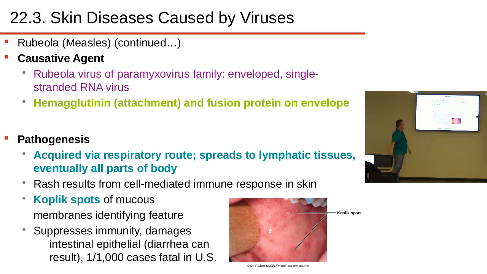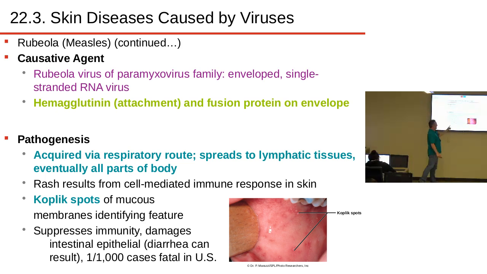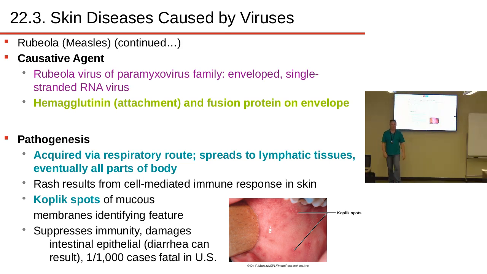Suppresses immunity, damages the intestinal epithelial. We get lots of diarrhea in measles patients because the epithelial layers of their intestines are being beat up. And we get about 1 death per 1,000 cases of measles.